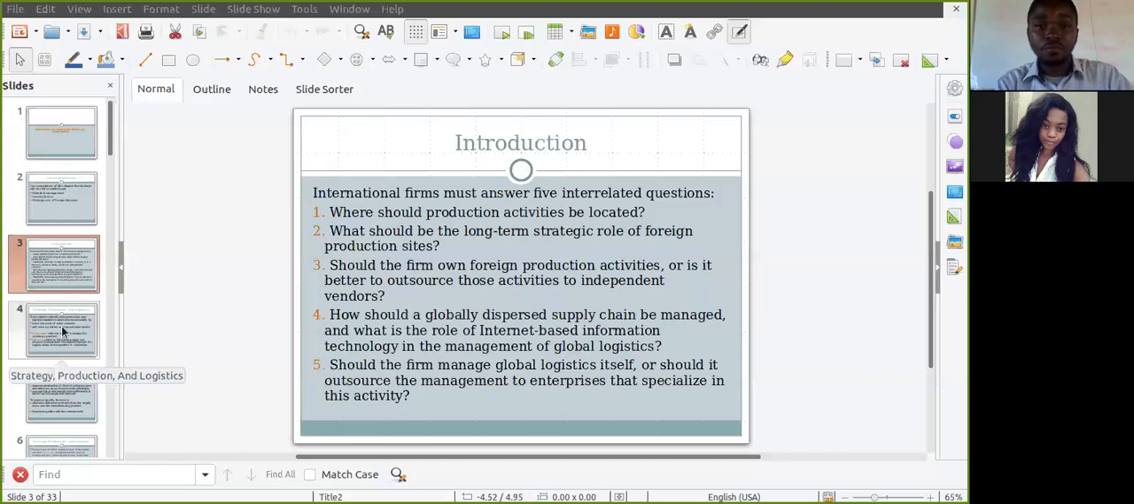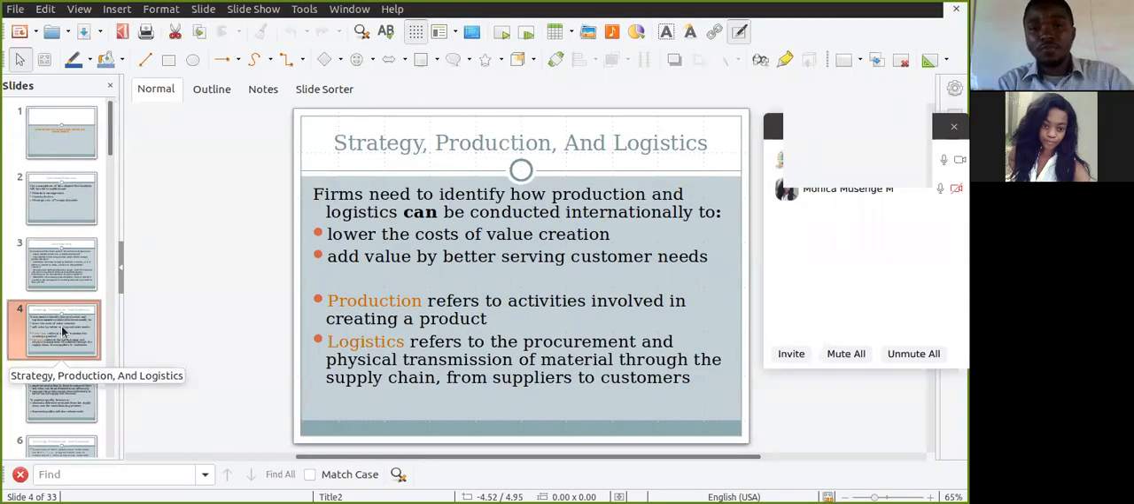Moving on to slide 4. Strategy, production, and logistics. Firms need to identify how production and logistics can be conducted internationally. Why should they do this? This is to lower the cost of value creation and add value by better serving customers. So, in every business, before you start doing something, you need information. You need to understand, what do customers want? You also have to understand, how do I produce this thing?